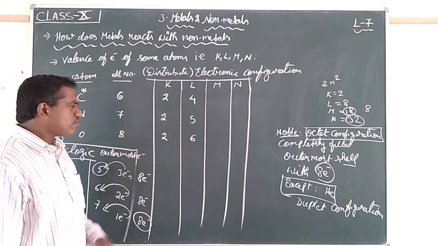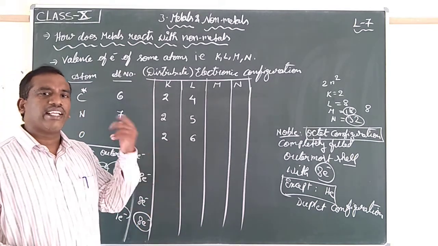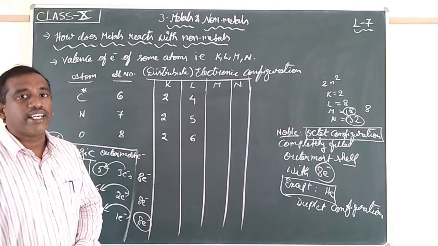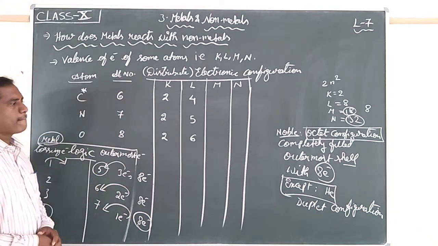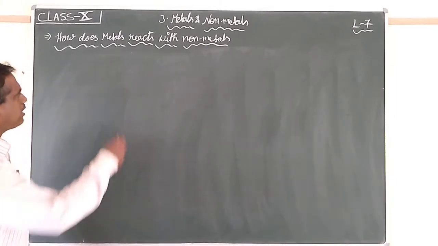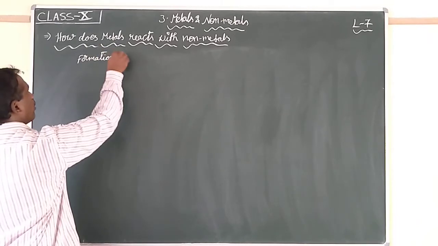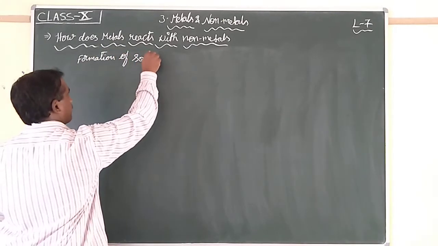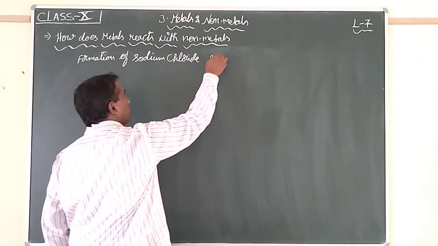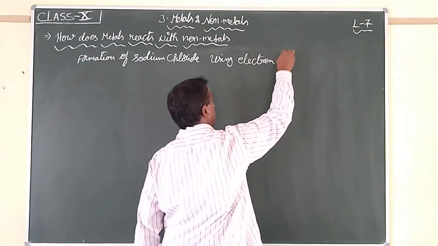Now let us see with some examples how the compounds will be formed by losing and gaining of electrons, and what kind of compounds they are called. We will get into detail now. Let us see the formation of sodium chloride. Formation of sodium chloride using electron dot structure.